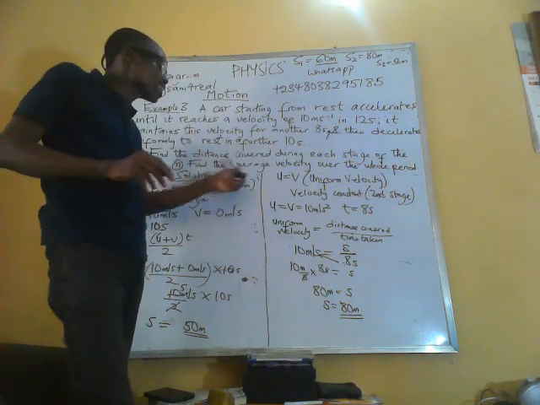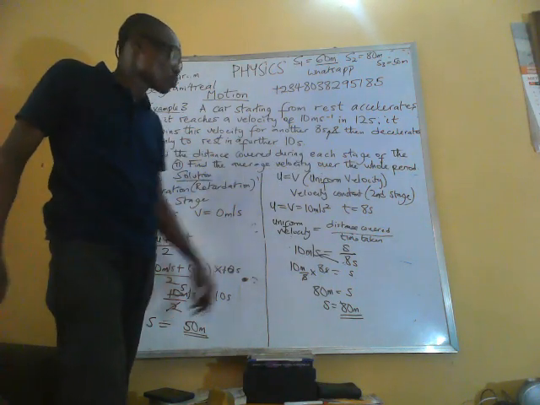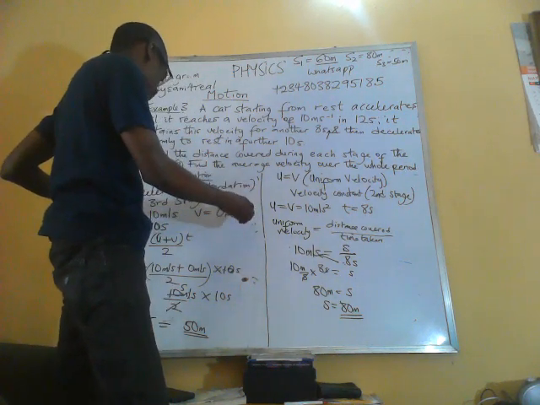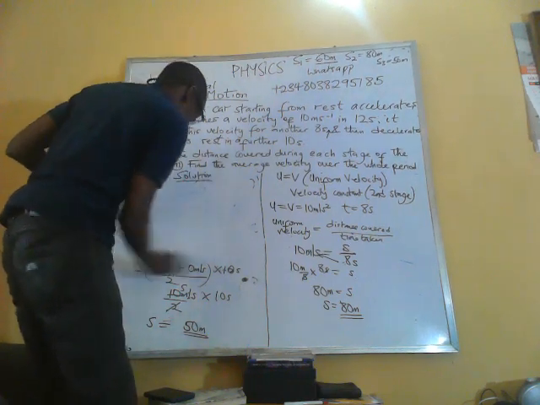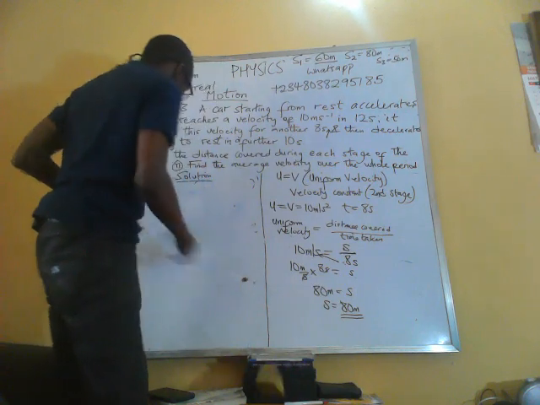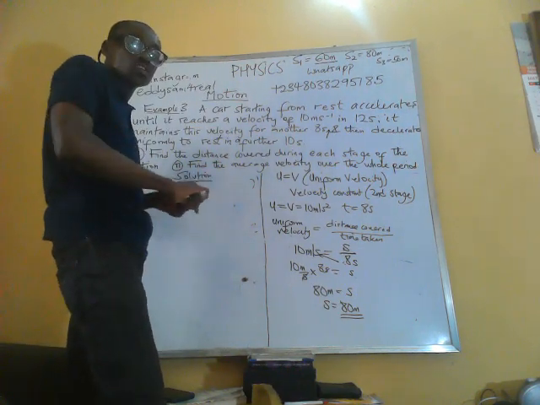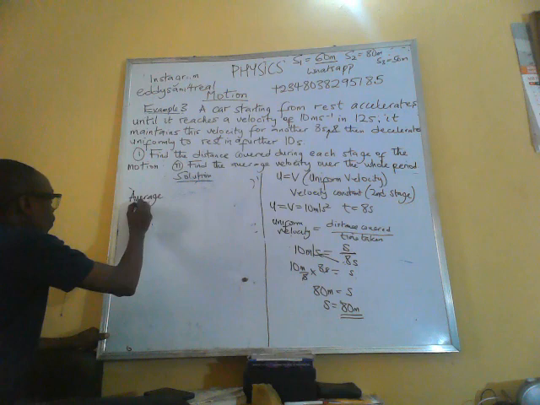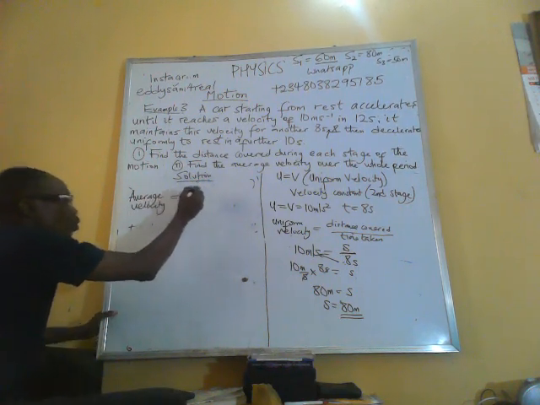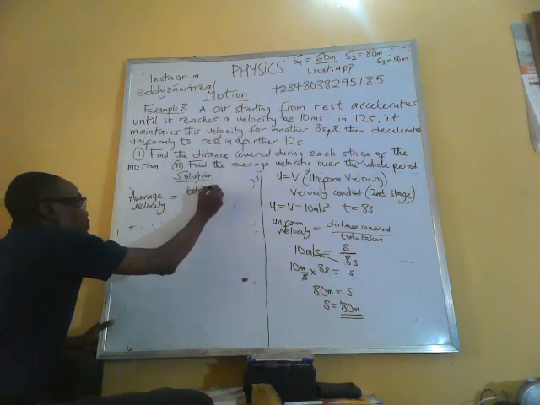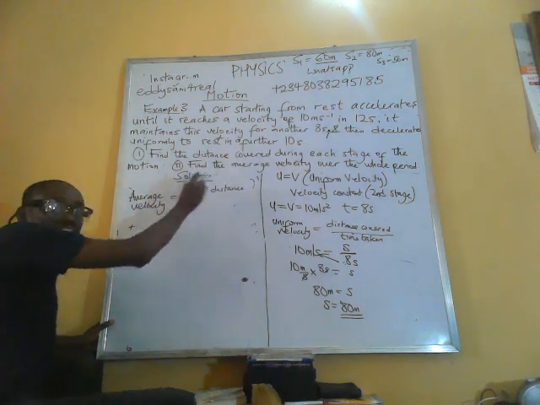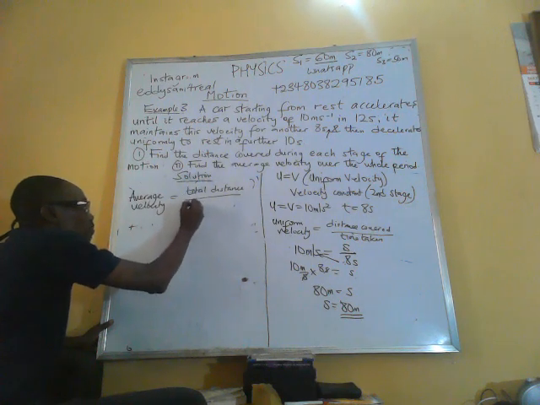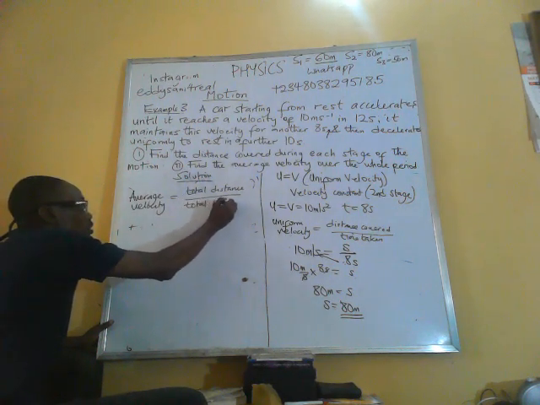The second part of the question says to find the average velocity over the entire period. How do we find that? The formula for the average velocity over the entire period is that average velocity is equal to the total distance during the entire journey, from stage 1 to stage 2 to stage 3, over the total time taken during the entire period.